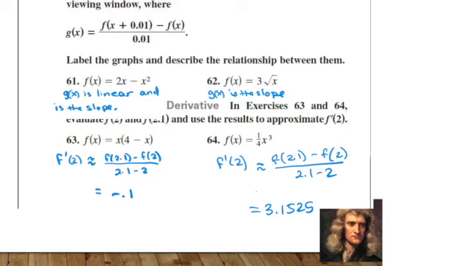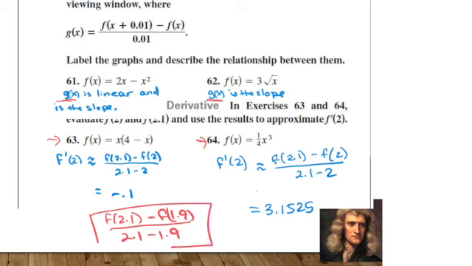So for questions 61 and 62, make certain you take a good look at your graphs. Check to see what the derivative looks like as compared to your original function. Questions 63 and 64, using the alternative form of your derivative. Another way to do the problem would have been f at 2.1 minus f at 1.9 divided by 2.1 minus 1.9. You'll get a more accurate answer. So this is probably the way that would be best for doing questions 63 and 64.